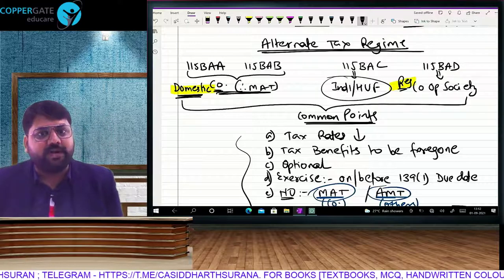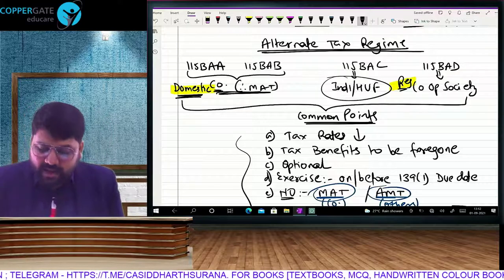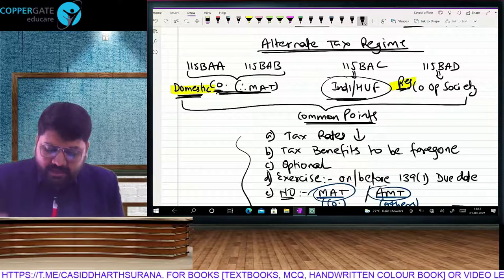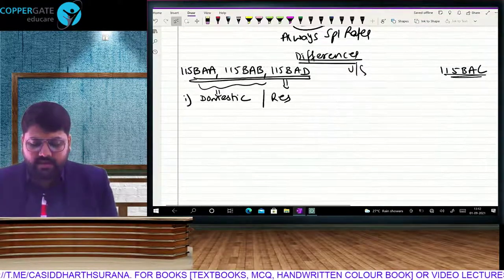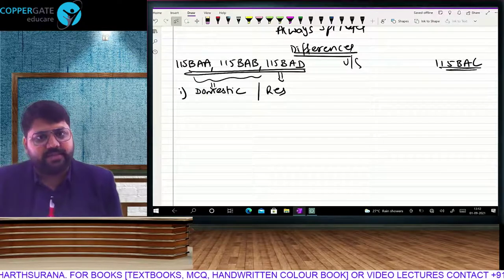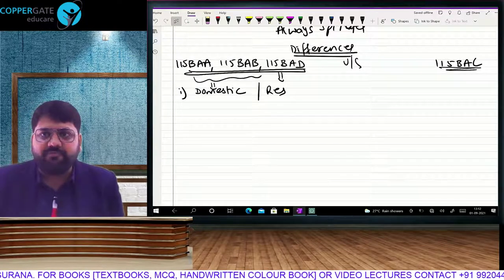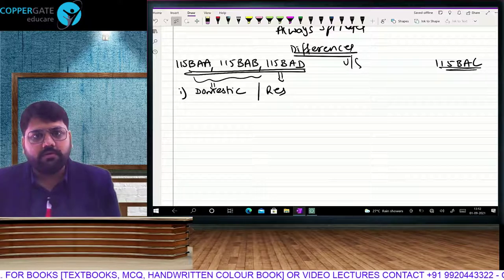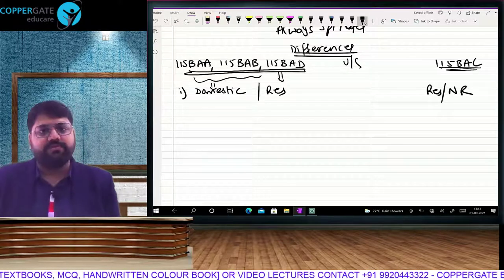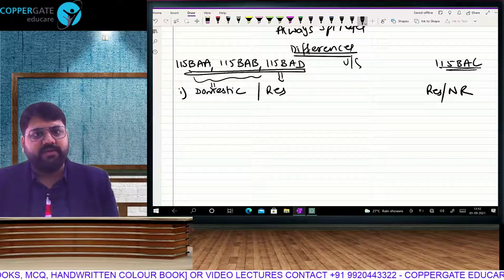That means, can I say foreign company is not eligible? Here they have mentioned resident. Can I say non-resident not eligible? Here they have not mentioned anything. And if they have not mentioned anything, then tell me, BAC will be available to which assessee? Individual HUF, resident, non-resident, none of them, both of them? It will be available to resident, non-resident, both. Because they have not mentioned anything.